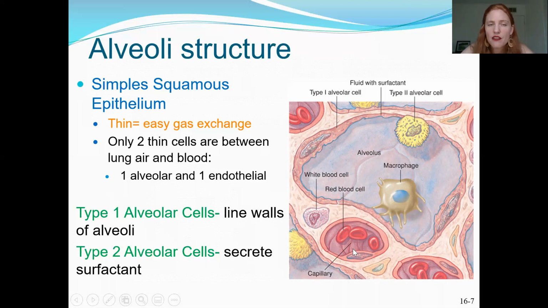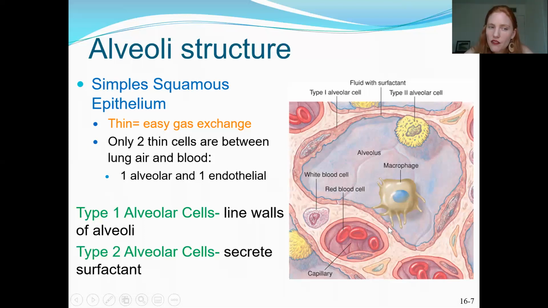Now, in the alveoli, we have two different types of cells. We have the alveolar cells, which make up the structure of the wall. And then we have a second type of alveolar cell, and they secrete a fluid called surfactant, which is a type of detergent. It breaks up the surface tension and allows for expansion.